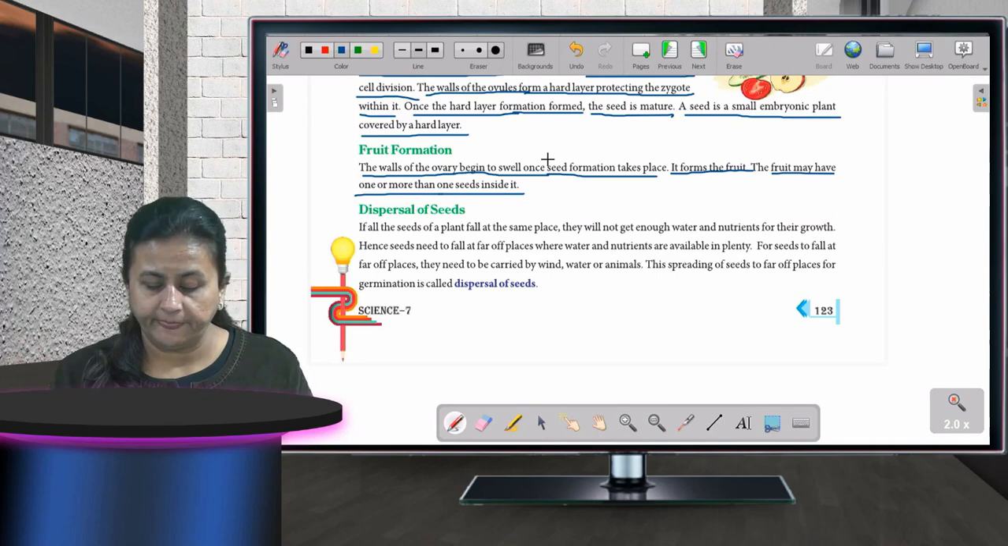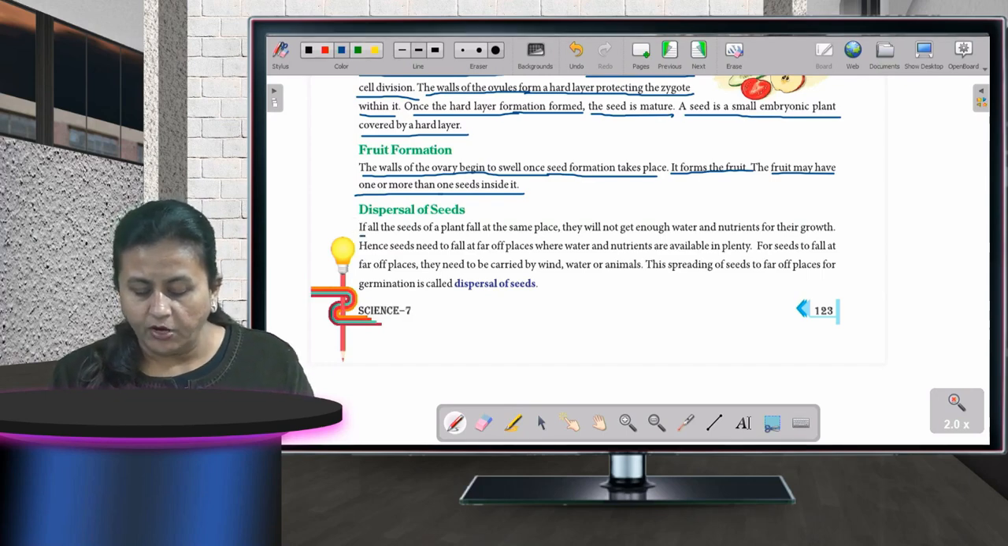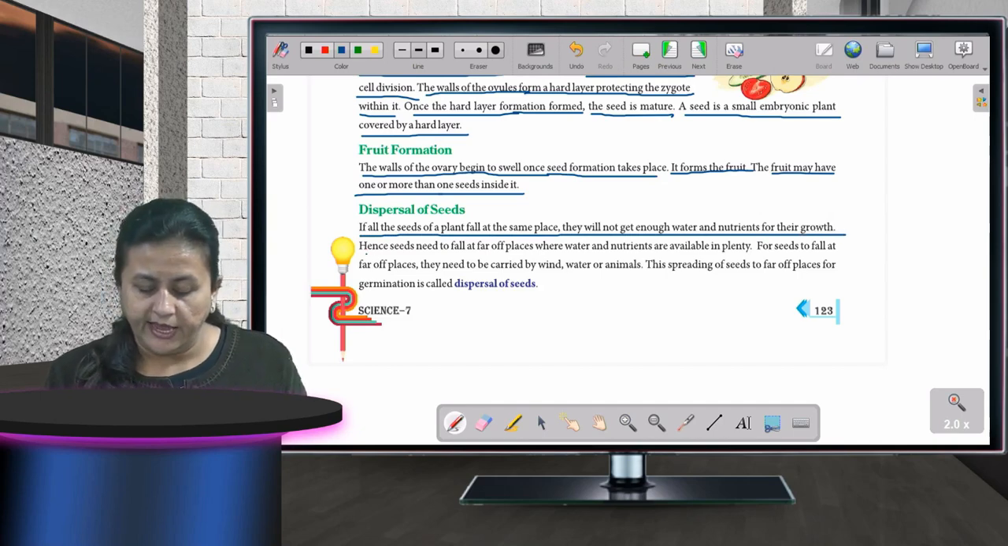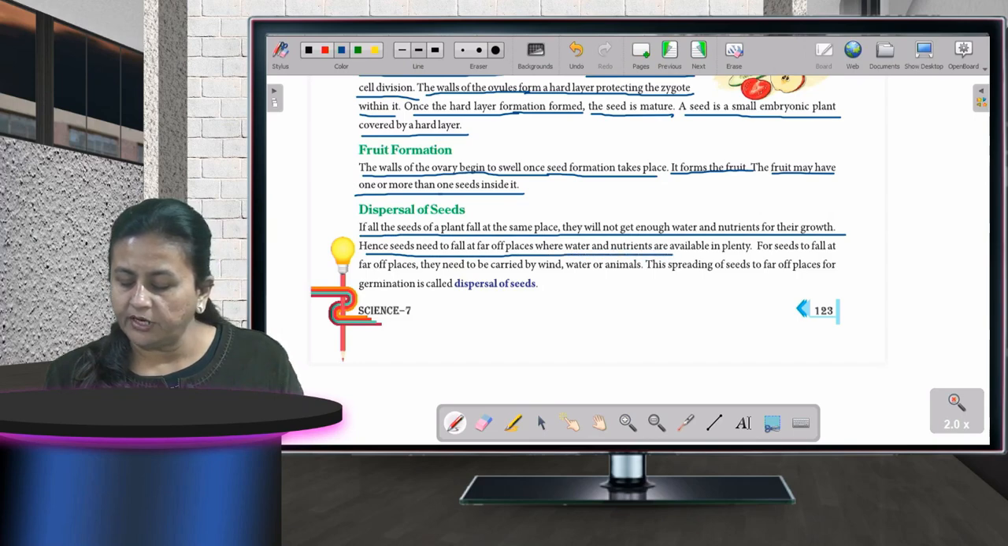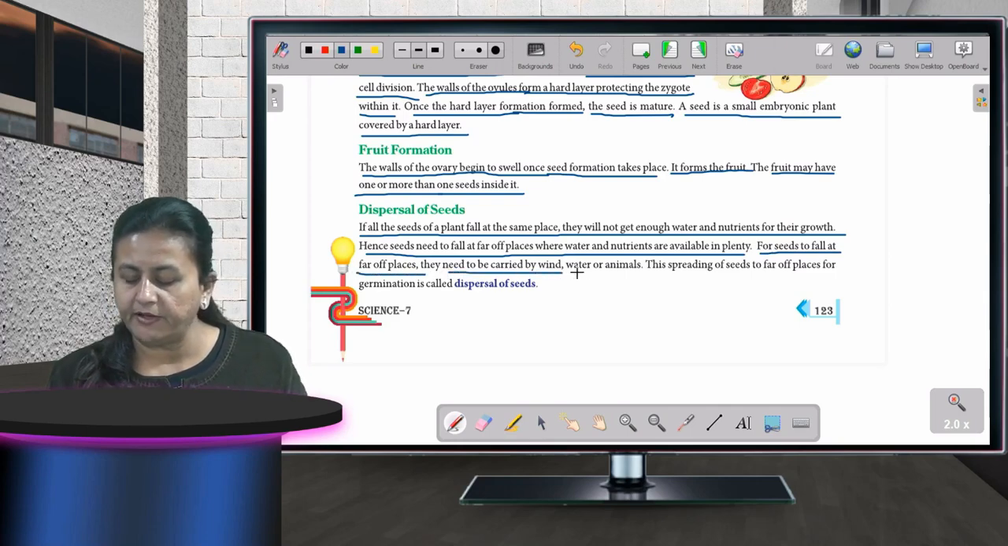Fine children? Now dispersal of seeds. How does dispersal of seeds take place? If all the seeds of the plant fall at the same time, they will not get enough water and nutrients for their growth. Hence, seeds need to fall at far off places where water and nutrients are available in plenty. For seeds to fall at far off places, they need to be carried by wind, water or animals. The spreading of seeds to far off places for germination is called dispersal of seed.